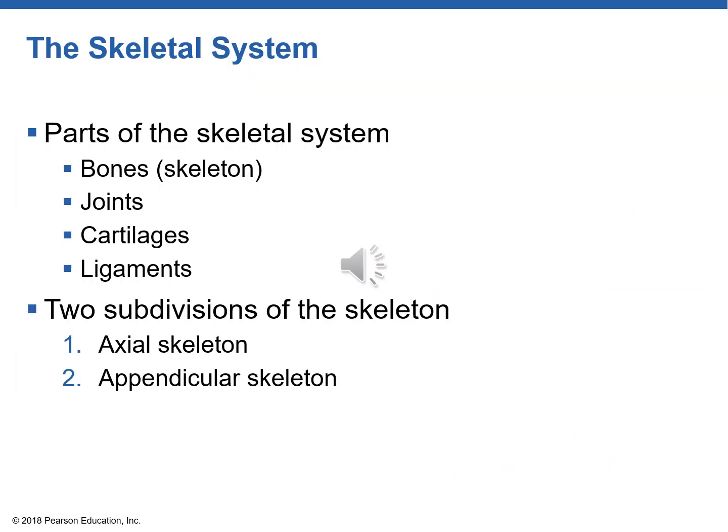When we think about the skeletal system, we need to include things like cartilage and ligaments as well, because these things support the skeleton. Also, there are two subdivisions of the skeleton listed here, axial and appendicular.